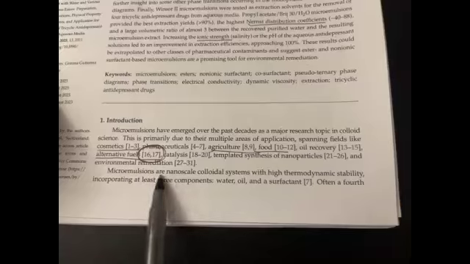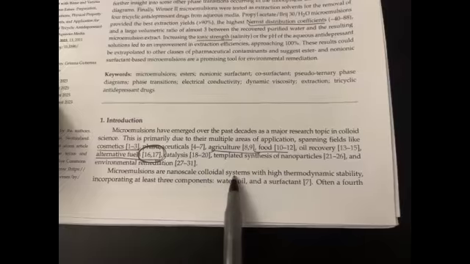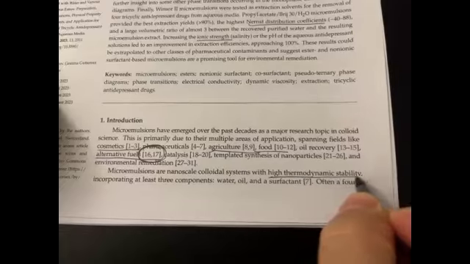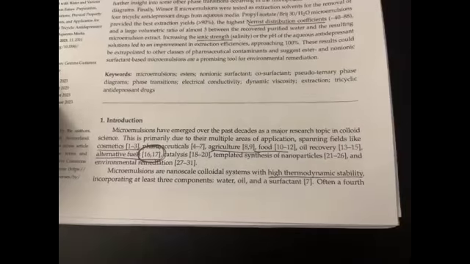Okay, microemulsions are nanoscale colloidal systems with high thermodynamic stability. High thermodynamic stability means, and this is bringing in knowledge that I already have, they're thermodynamically stable, which means if you have a microemulsion today, since it's thermodynamically stable, it's at its lowest energy point. At its lowest energy point means that it will not separate in particular.